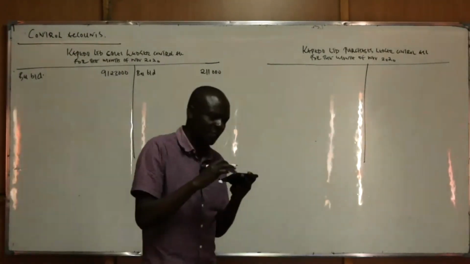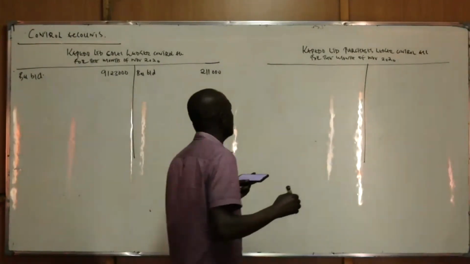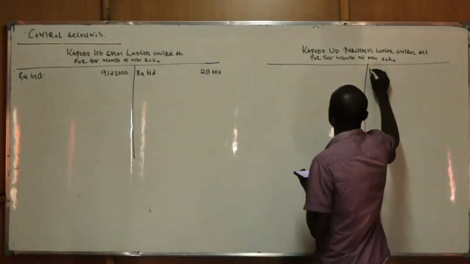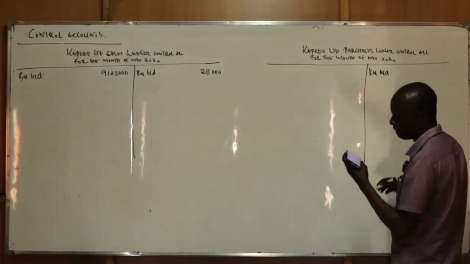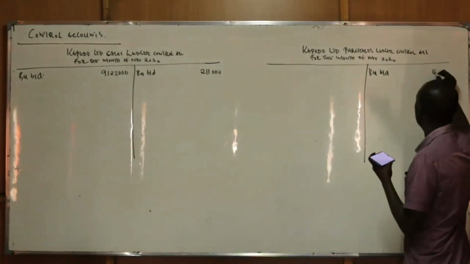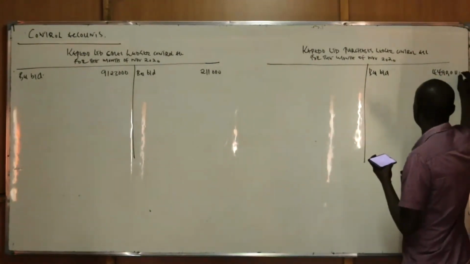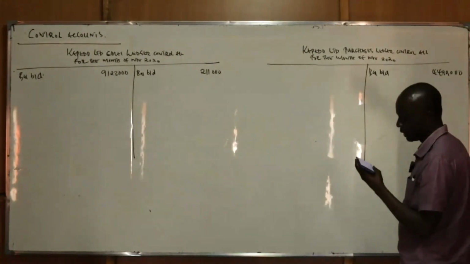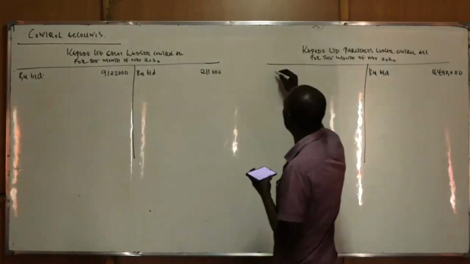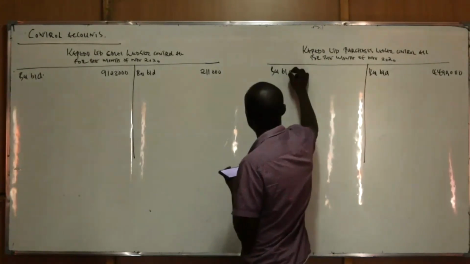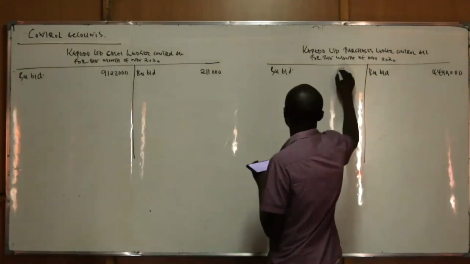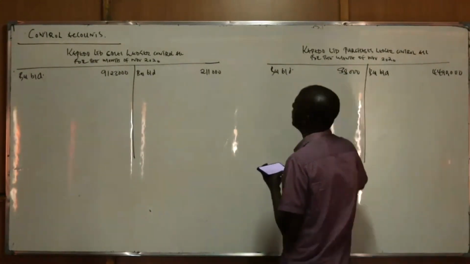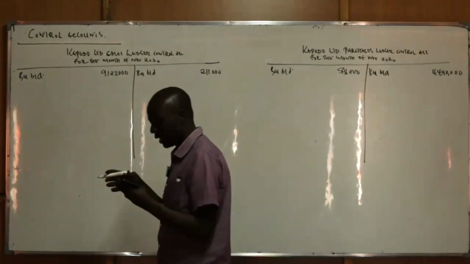Then we have the purchases ledger. Balance brought down for the purchases ledger is 44,90,000, isn't it? And then we have here balance brought down 88,000. So you start like that.